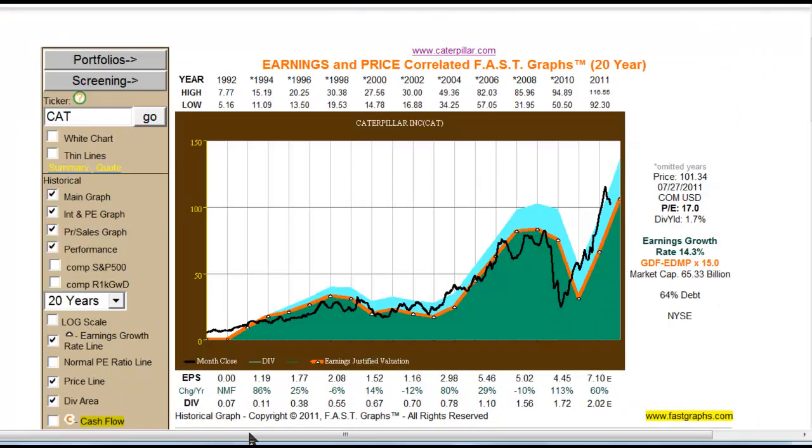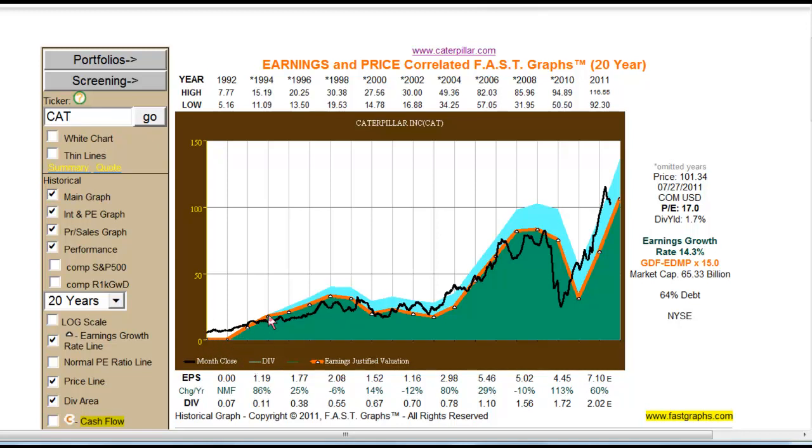We're going to start by looking at Caterpillar from 1992 all the way to current. I want you to notice when we run a 20-year graph, which is as far as we can run, we have to skip a year because we can't get all the data. But what this graph really shows is two things. It shows the cyclical nature of this company, but it also shows it as a growth stock also.